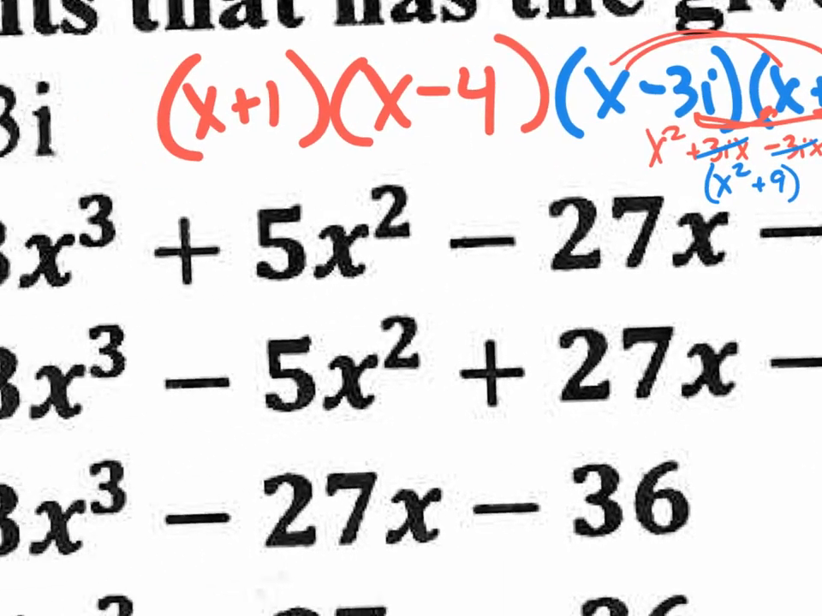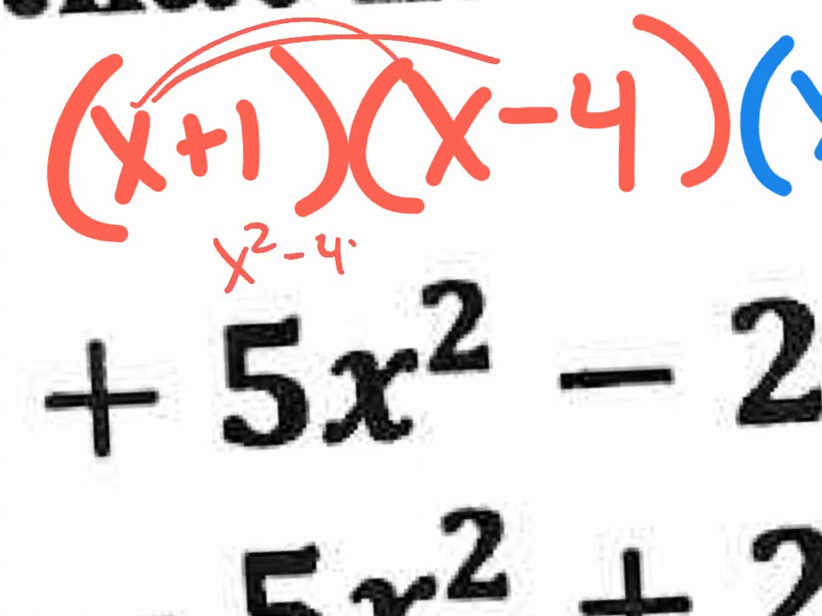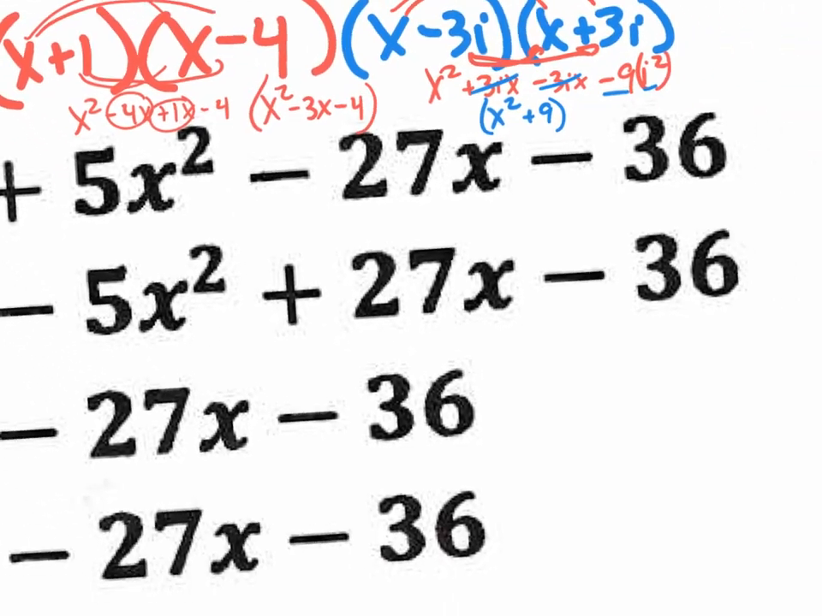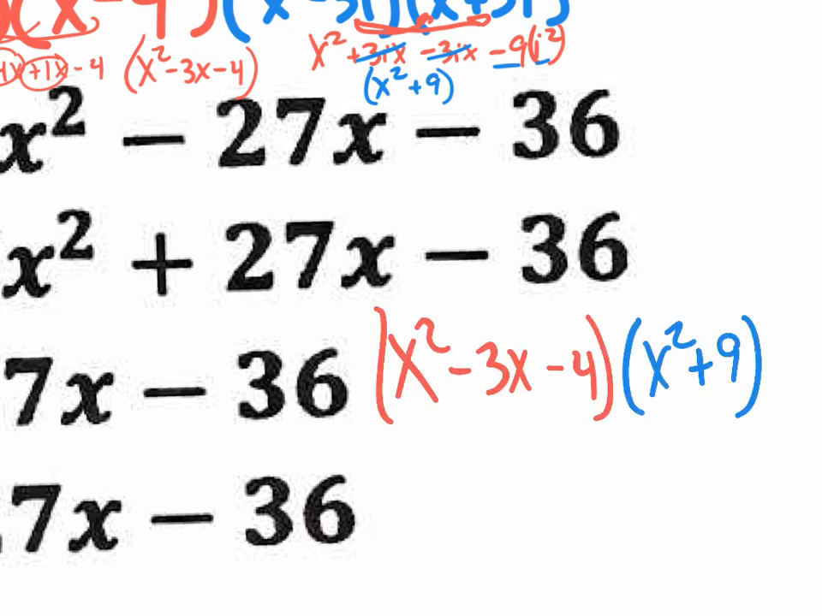Then I would multiply these guys next, and you'd end up with x times x, x squared, x times negative 4, negative 4x, 1 times x, 1x, 1 times negative 4. Combine these guys, you'll get x squared minus 3x minus 4 as your final trinomial right there. However, we still need to multiply that trinomial times the binomial. I would distribute the binomial into the trinomial.